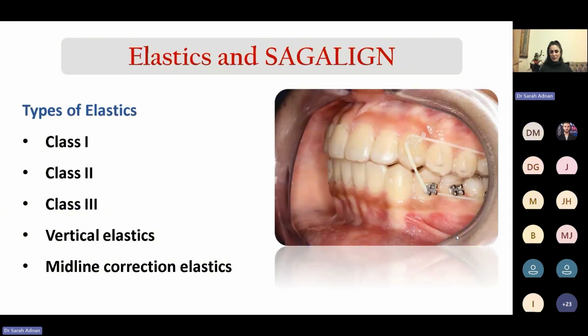Regarding the types of elastics, as with fixed orthodontic appliances, there are different types of elastics. Class 1 elastics, which are intra-arch elastics used with aligners for retraction of teeth mainly, or derotation of teeth. Class 2 elastics are used to correct class 2 malocclusion and overjet correction. Class 3 for correction of a class 3 malocclusion. Vertical elastics can be used for intrusion or extrusion according to your treatment plan. And midline correction elastics are also an important tool with the clear aligners.